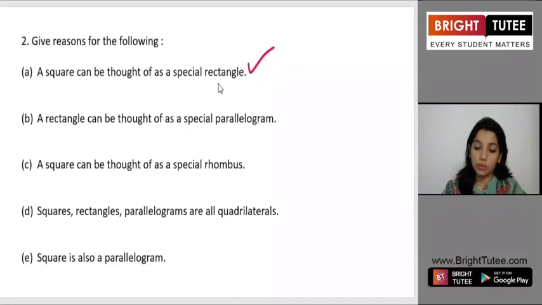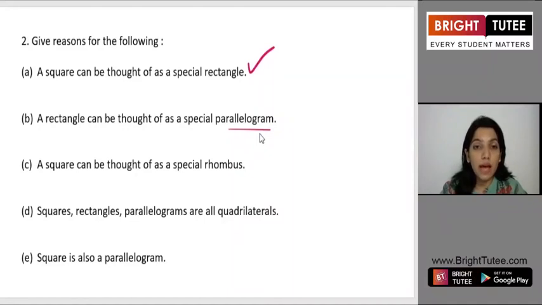Now moving to the next one. A rectangle can be thought as a special parallelogram. So what are the properties of a parallelogram? The parallelogram needs to have the opposite sides equal and parallel. So yes, all the properties that we know about a parallelogram are satisfied by a rectangle.